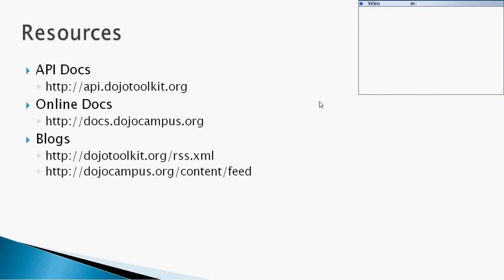Now, resources: api.dojotoolkit.org, online docs are available, there are some blogs also, and a lot of books are also available.